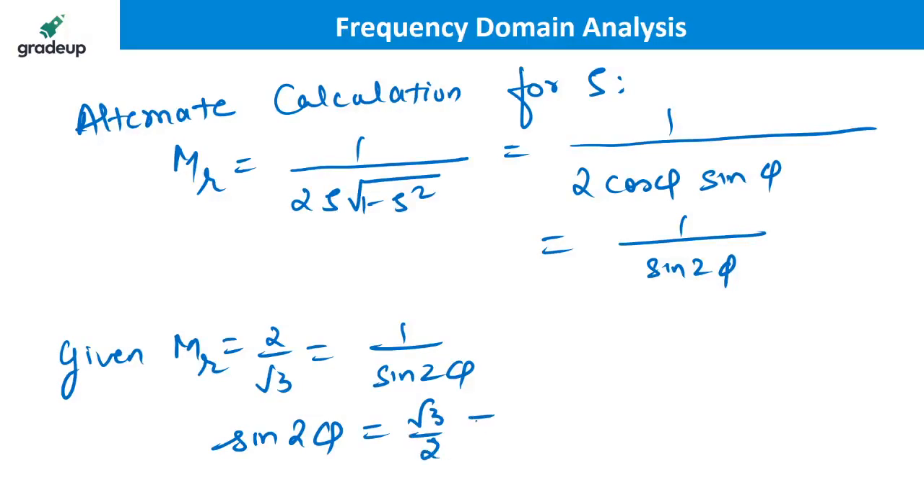Root 3 by 2. Root 3 by 2 occurs at what value of 2 phi? Suppose this is theta, so sin 60 is root 3 by 2. So 2 phi should be equal to 60, that is pi by 3, or you can write it as 60 degree also, no problem. So what is phi? It is 30 degree.